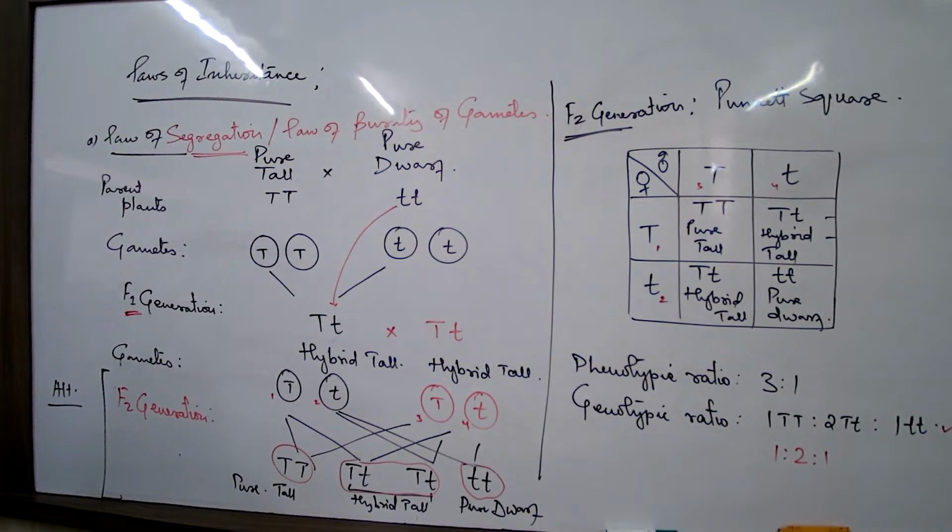Question D. What is the genotypic ratio obtained in such crosses? One line for the answer.